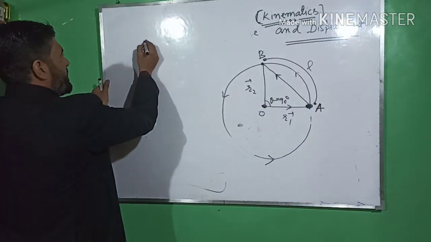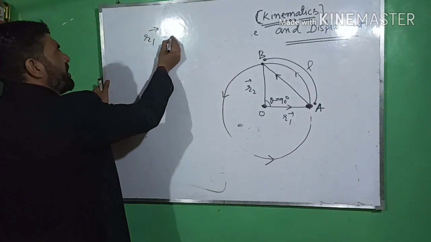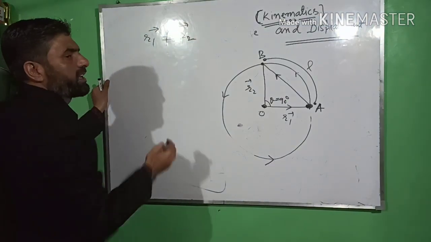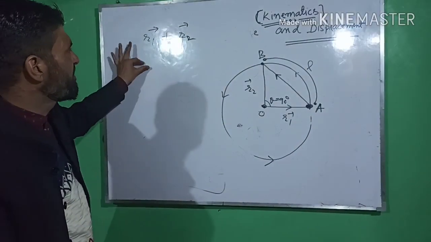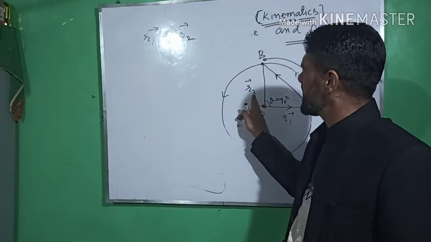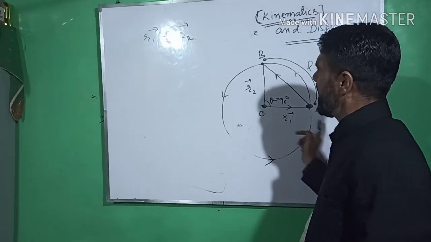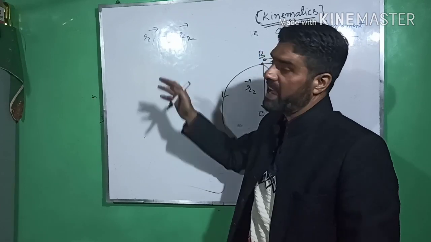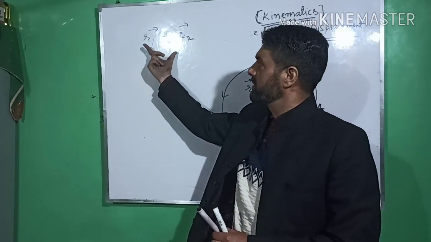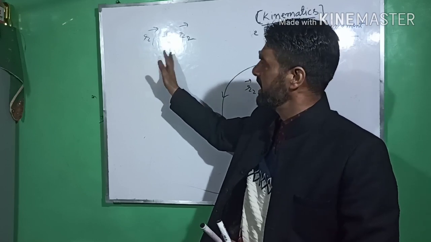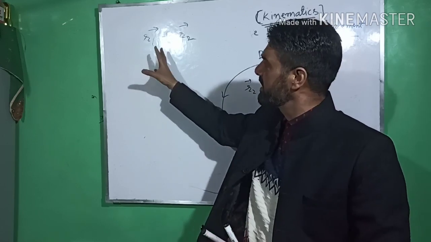I can write it like this: first of all, R1 vector is not equal to R2 vector. Why? What is the reason? Because both have the same magnitude, but the direction of R1 is here and the direction of R2 is here. Because these are displacement vectors, they can be differentiated. They are not equal. Why are they not equal? Because the reason is that the direction is different.